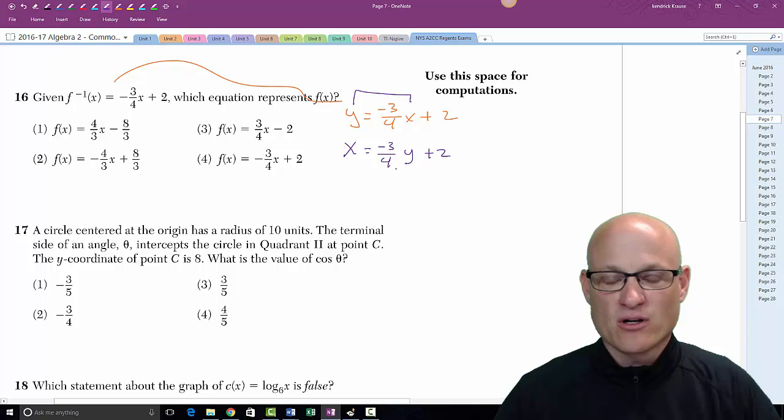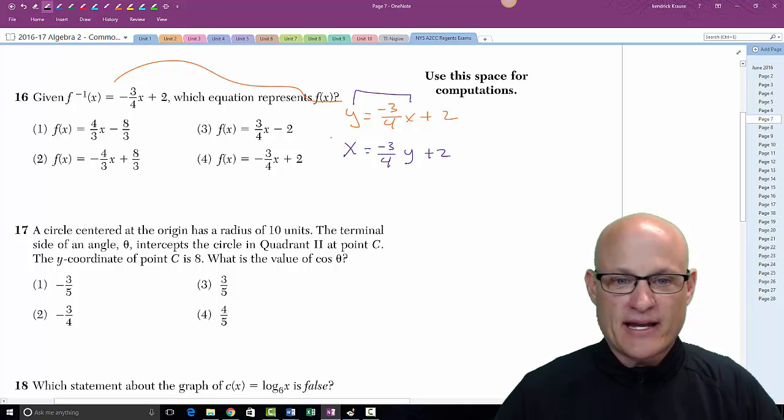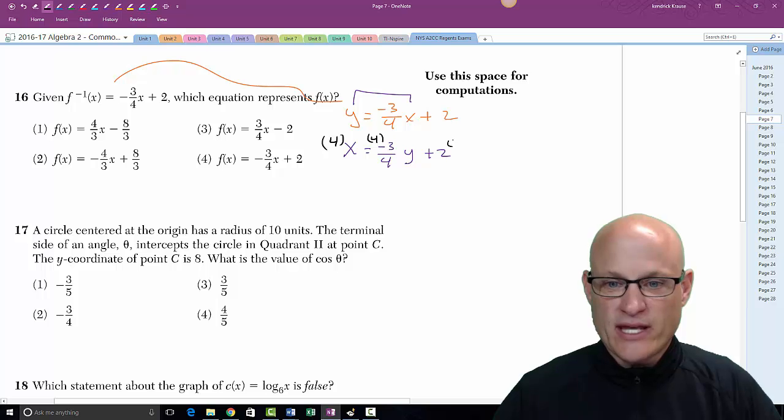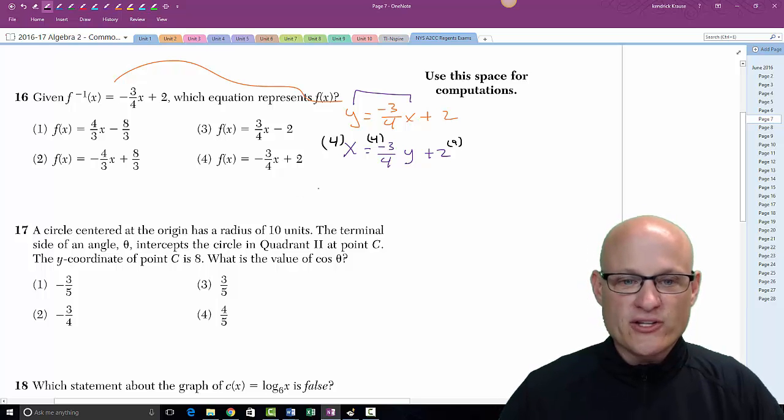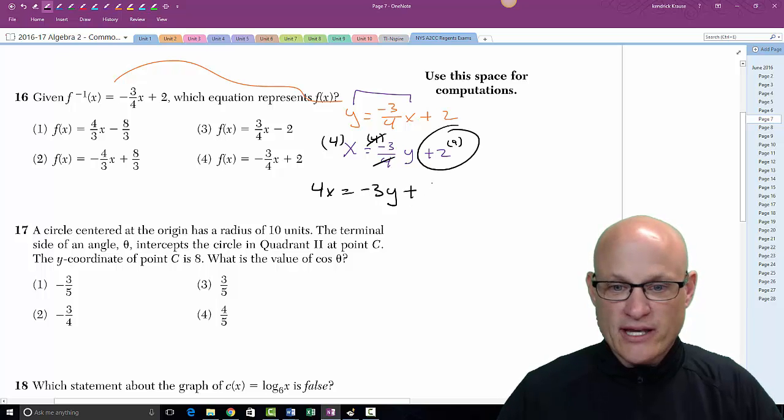Now I hate that 4. I'm going to get rid of that 4, and I'm going to do so by multiplying everything through by 4. This is just a trick that I teach all of my students. Get rid of fractions because we hate them. So this gives me 4x equals, now these 4's cancel, negative 3y plus, and that's a 4, 8.